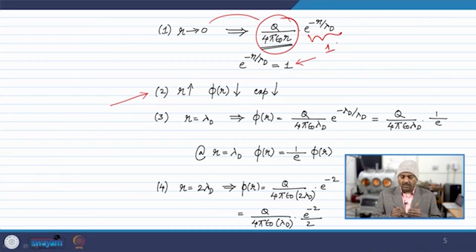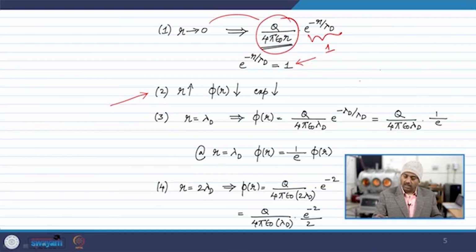Now, let us move away from r equals 0. When r is increasing, what happens? The potential phi of r, which is the Coulombic part, is of course decreasing, and the exponential part is also decreasing, which was just 1, which did not have any variation. Now, it is decreasing as we go away from the r equals 0 limit. Both of them are decreasing. How fast are they decreasing?